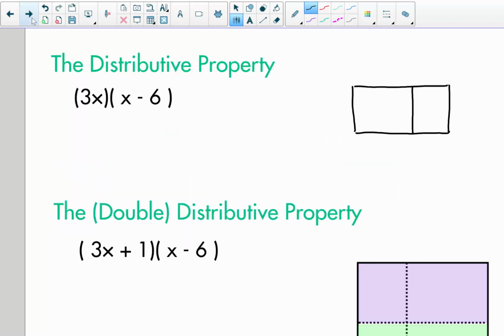So let's go ahead and then take a look at what we mean by that in comparison with the properties you already know. So the distributive property you already know says that when you do 3x times x minus 6, that's really saying the height of the rectangle is 3x and the width is x minus 6. So that would require you to do distribution, which you've been doing all year, to get you 3x times x, 3x squared, minus 18x.